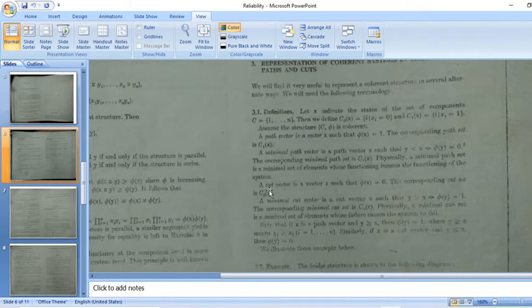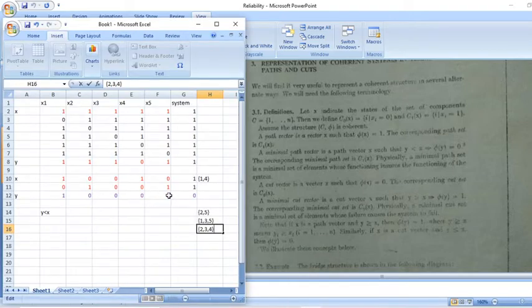We can consider another term, the cut vector. What is a cut vector? A cut vector is a vector x such that phi of x equals 0. When we put in the x values, if phi of x equals 0, then the corresponding x is called a cut vector.